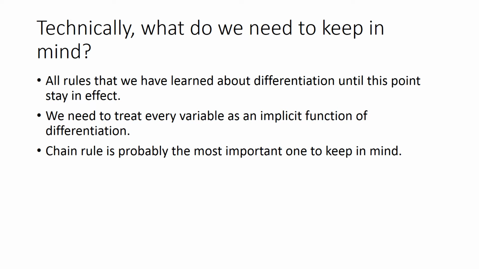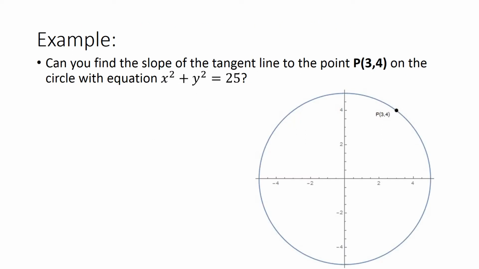But the important difference is that we need to treat every variable as an implicit function of differentiation. In other words, we're always going to get an additional derivative term whenever we derive one variable with respect to another. And of all of the rules that I've just mentioned, chain rule is probably the most important one to keep in mind here, okay?